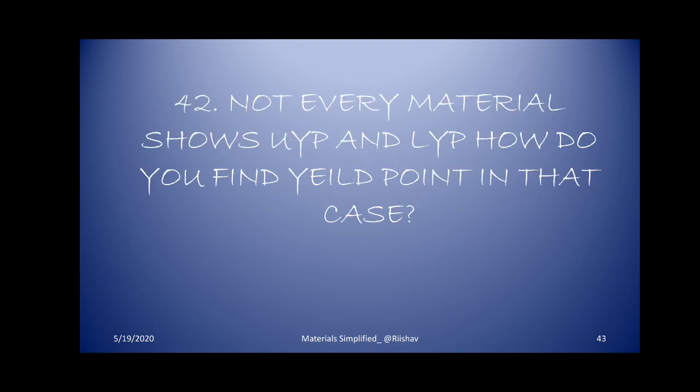Not every material shows an upper yield point and lower yield point. How do you find the yield point in that case? Yeah, well, not every material will show an upper yield point and lower yield point. That is true. Mild steel shows this phenomenon, whereas in the case of aluminum, we don't find any yield point. In that case, what I do is I use the 0.2% offset strain method in order to calculate my yield point.